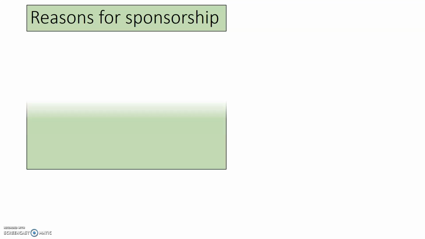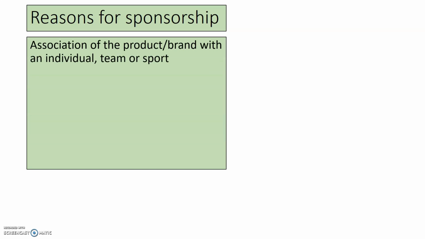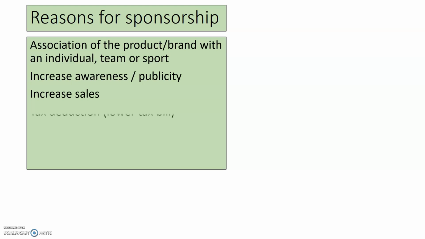So what are the reasons for sponsorship? In essence, we're looking to associate the product, the brand, to a specific individual, team or sport. So whether it's Roger Federer, Serena Williams, or a specific team or sport, we're looking to associate ourselves with those things. And that in essence will hopefully increase brand awareness, product awareness, and it'll increase the publicity of that specific brand. And if that awareness increases, then ultimately, hopefully, we're going to increase our sales. And that's the prime goal for any company and any brand.